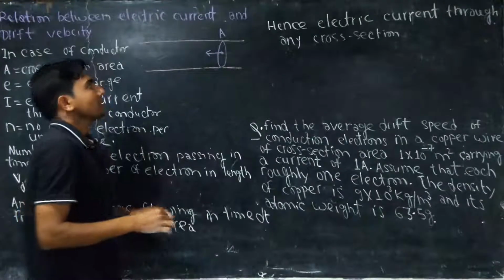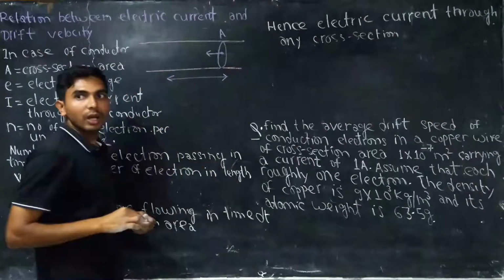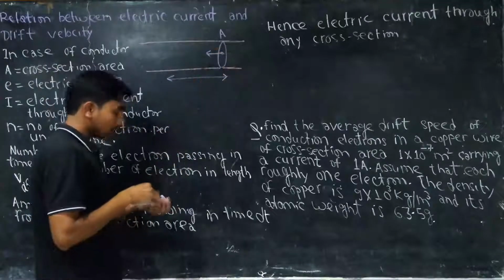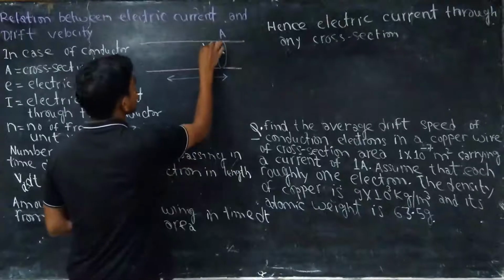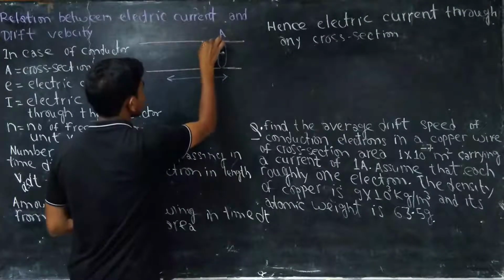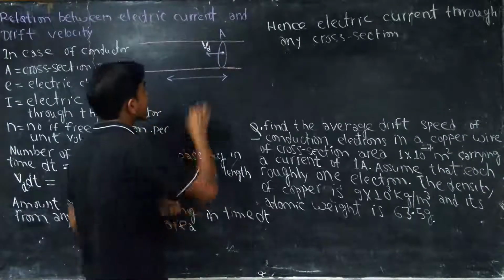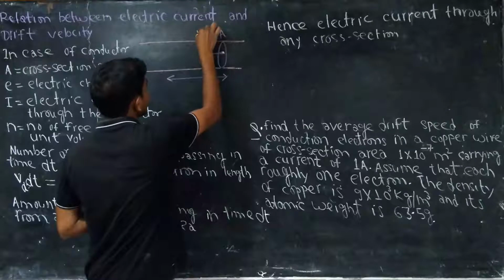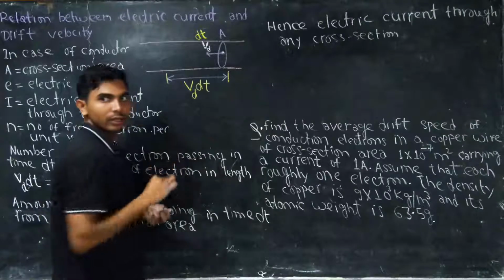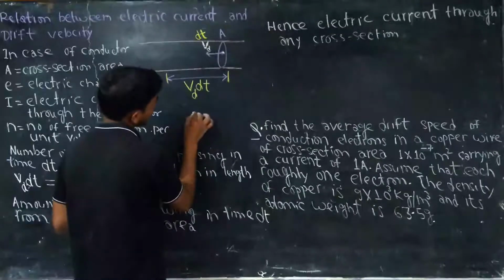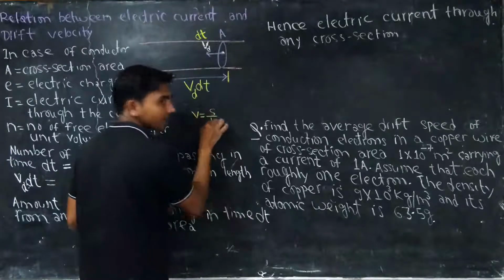So this electron is able to move. One electron is present here, right? And this electron is moving with what velocity? Drift velocity, right? Drift speed or drift velocity. And in dt time, this electron is able to travel how much distance? v dt. Yes or no? Because you know velocity is equal to displacement by time, right?